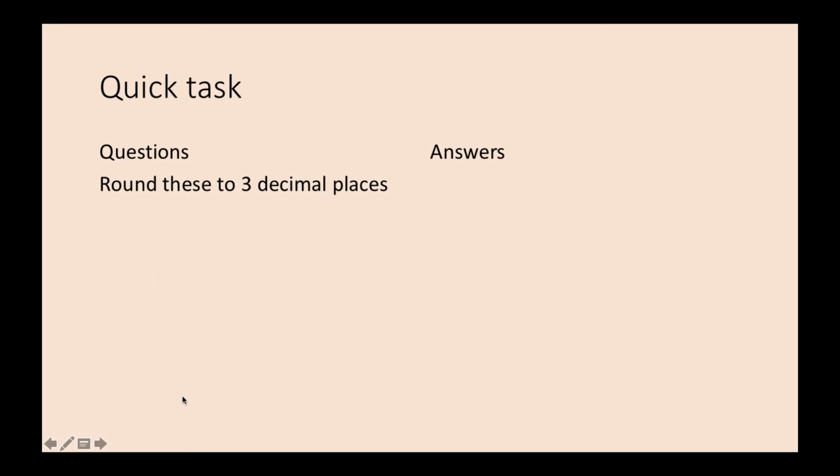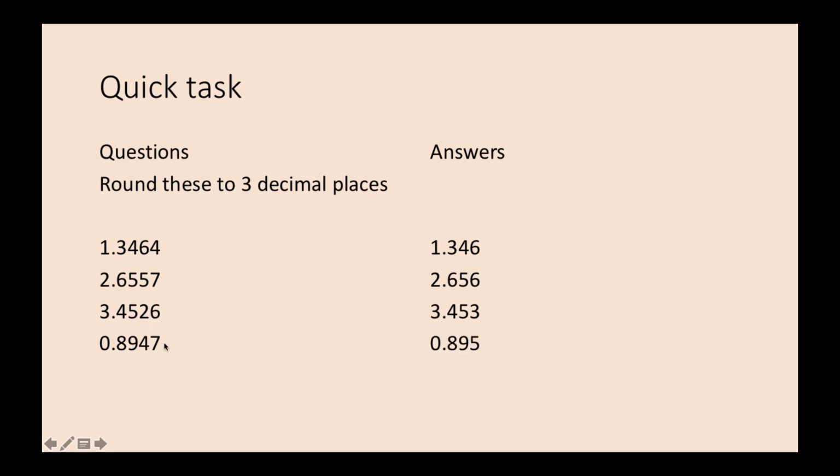Last one then, have a go at rounding these up to 3 decimal places. Okay, let's go through the answers. So 3 decimal places now, 1, 2, 3. So this 6 is going to stay as it is because that's a 4. We just get rid of that. This 5 is going to change to a 6 because we have a 7 here. This 2 is going to change to a 3 because we have a 6 there. And this 4 is going to change to a 5 because we have a 7 there.